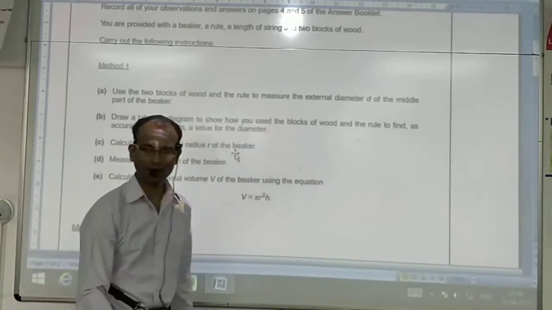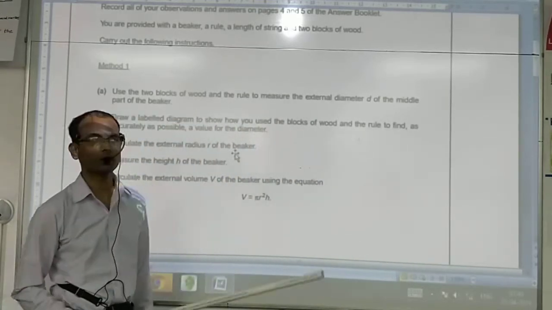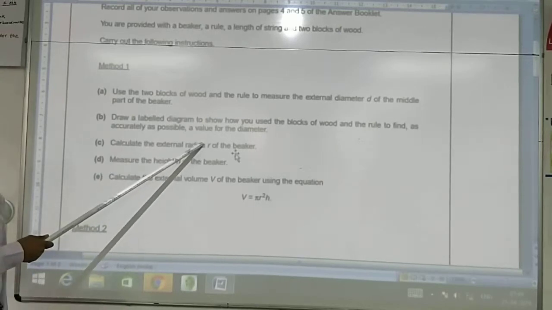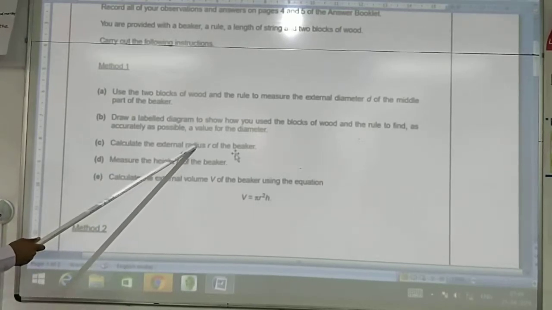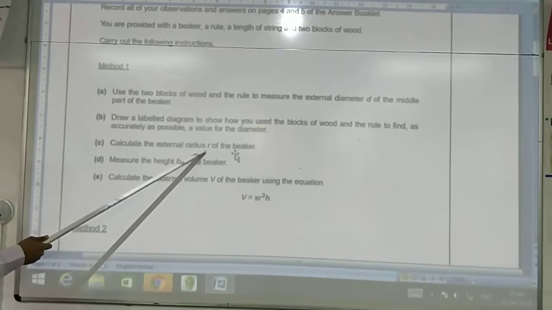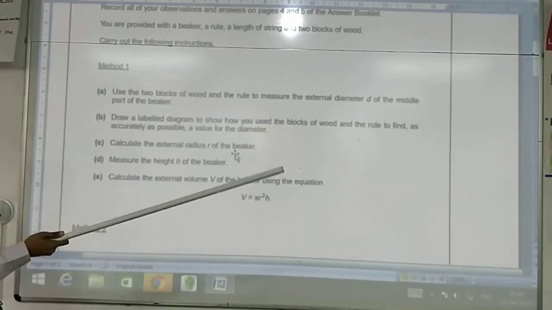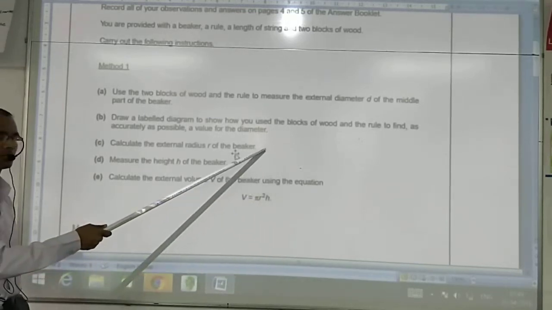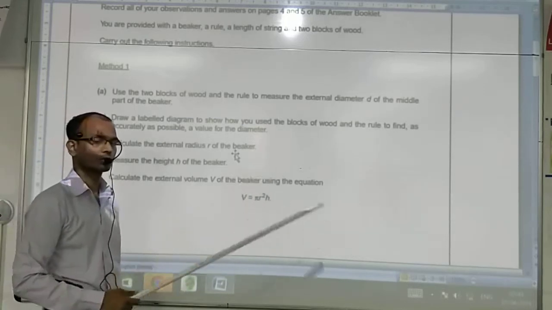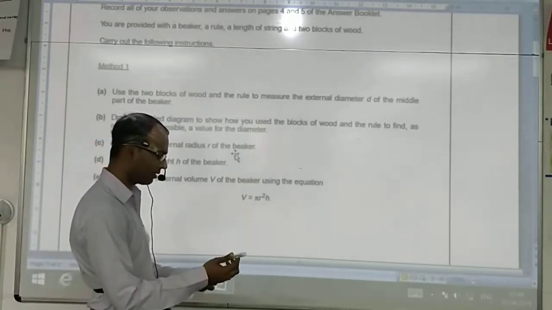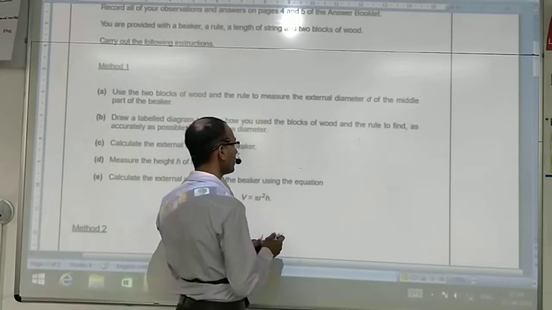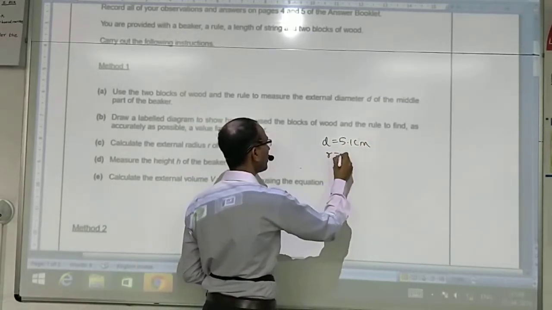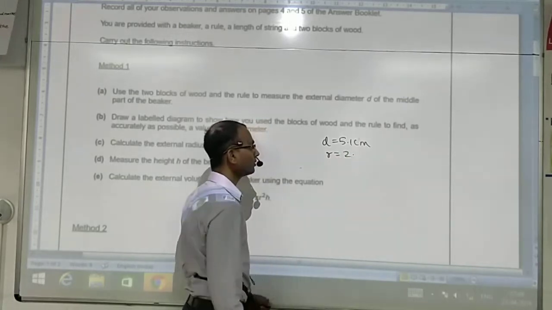Okay, so once you find the diameter, are you listening? You have to calculate the external radius. How will you find the radius from the diameter? You already measured the diameter, so what is the radius? Diameter is 5.1 centimeter, so what will be the radius? 2.55.